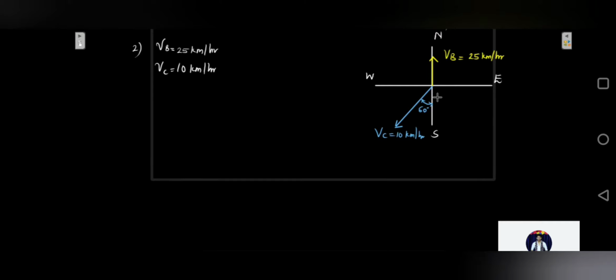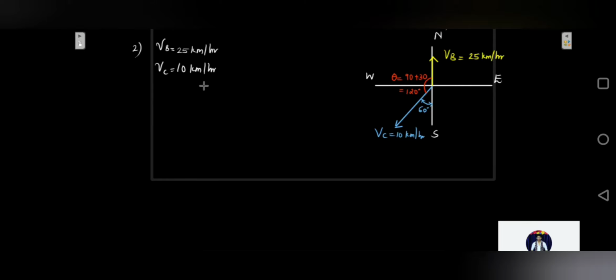Okay, so the smallest angle between the two vectors VB and VC will be this particular angle which I mark in red, that is theta. So theta is going to be 90 plus this remaining part over here, which is going to be 30. So 90 plus 30, that is going to be 120 degrees will be your theta in this case. So you have to find out the resultant velocity.